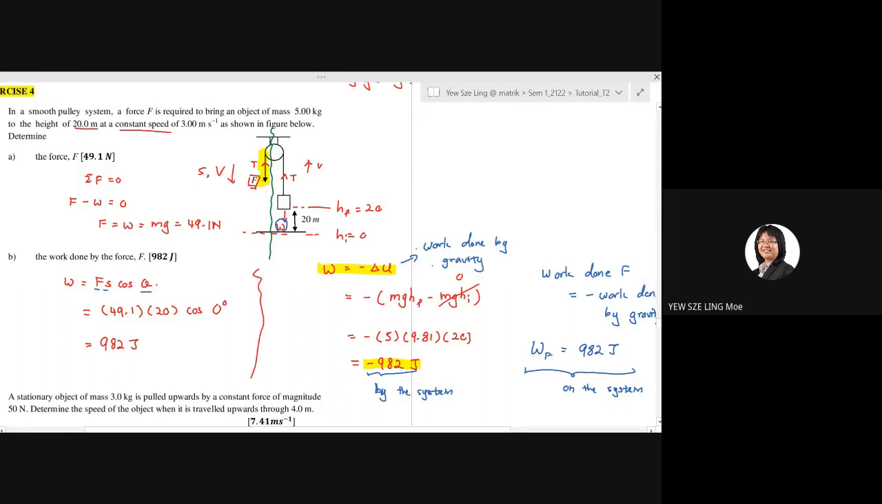On the left hand side, force is going down, and displacement is also going down. Both of them are heading in the same direction. Therefore, it is 0 degree. Okay? Can you understand? Thank you. Good.